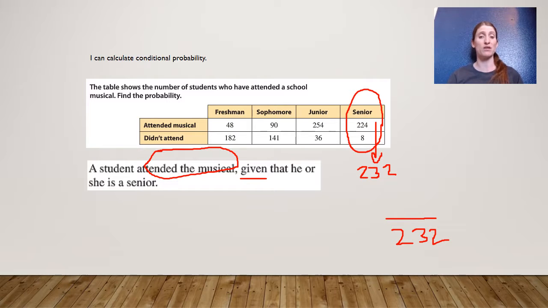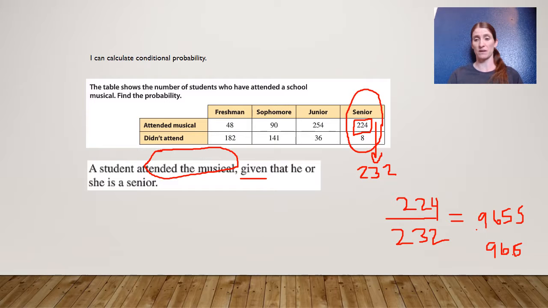So now to find my numerator, I go to the first part of the problem. Attended musical is right here within that senior range. And so we have 224 that did that. So now to find the percent, we just divide and move our decimal. So this is going to be pretty likely that this is going to happen. 0.9655, which means 96.6% attended, or that's the probability of that happening.